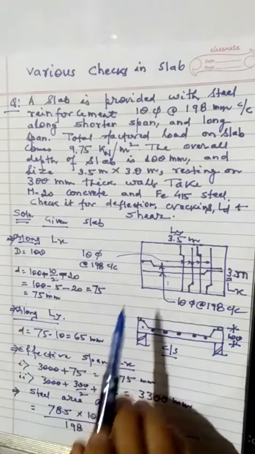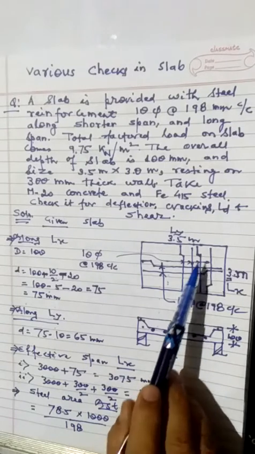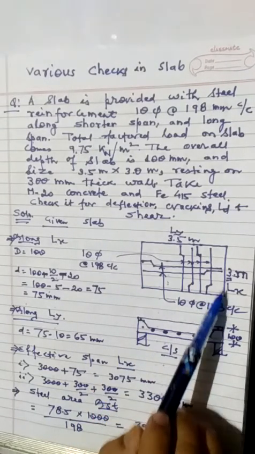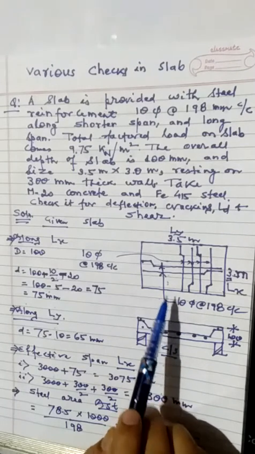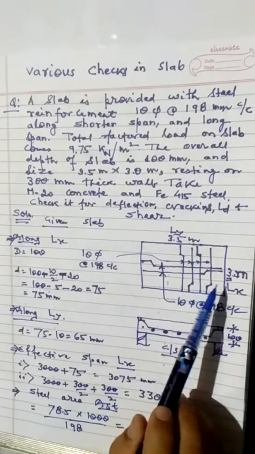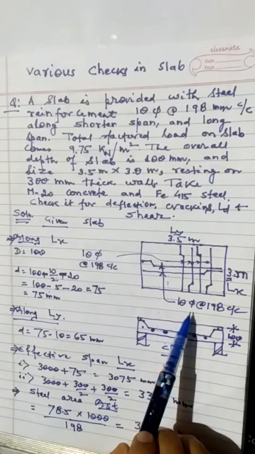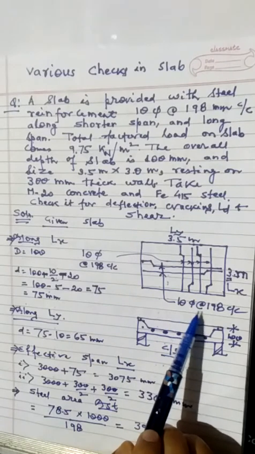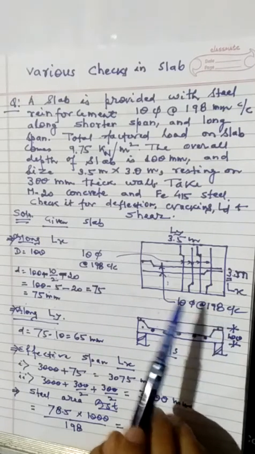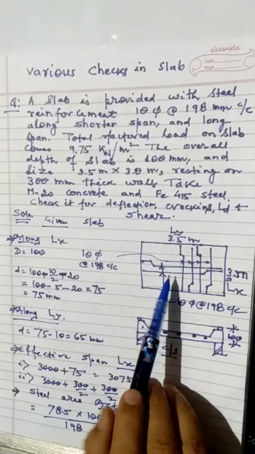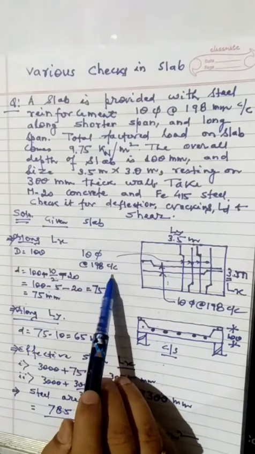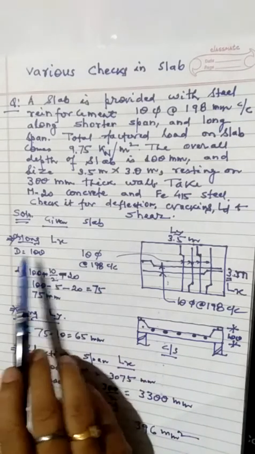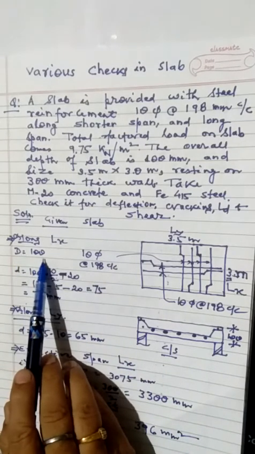Now, with the given information, if we take a sketch of the slab and show the given information, the main steel along the shorter span is 10 mm diameter bar at the rate of 198 center to center. Again, along the longer span, the same diameter of bar and same spacing, 10 phi at 198 center to center, is given. The total depth is D, 100 mm.